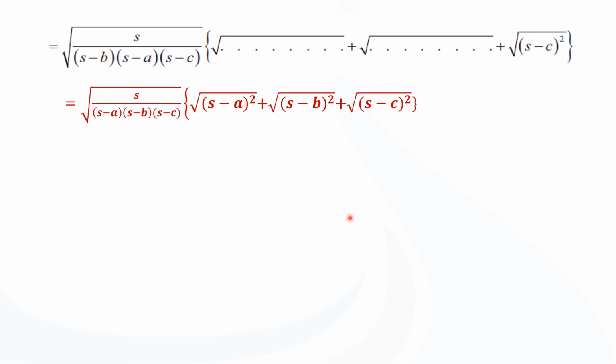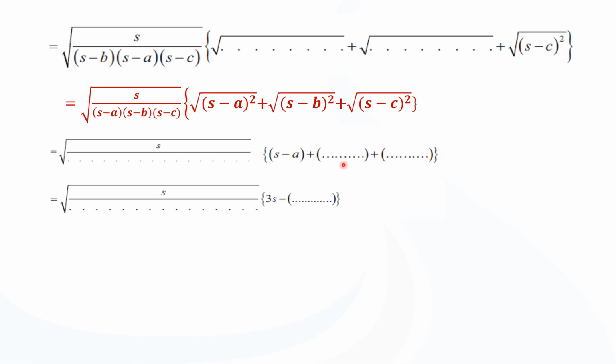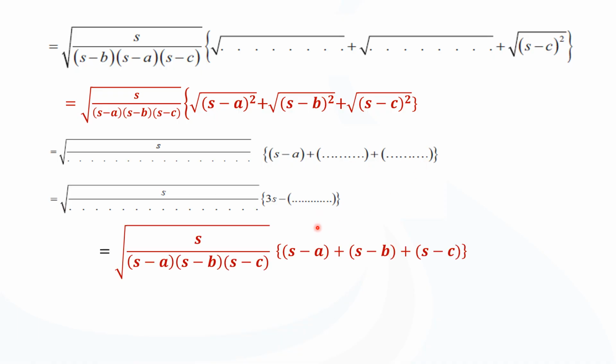Now square root and square nullify each other, and you are left with the terms s minus a. What comes here? s minus b and s minus c. Same, this is repeated, it will be as it is continued. And then you put s like terms added, that gives you 3s, and minus a minus b minus c put in the bracket. So this is filling the blanks for this term, and next is this.